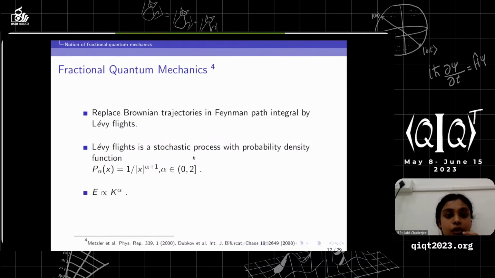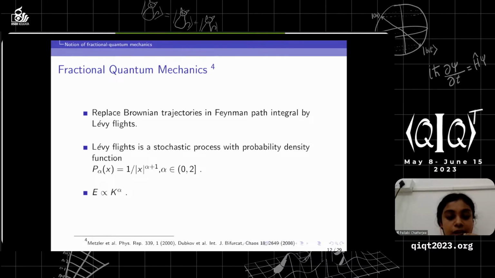Now I will talk about fractional quantum mechanics. So in normal quantum mechanics, when we are calculating the probability of a particle going from one position to another position, we use the Feynman path integral approach, and we integrate over all possible paths, where we take those paths as Brownian trajectories. But if we replace those Brownian trajectories with Levy flights, which have this kind of probability distribution, 1 by |x| to the power alpha plus 1, then if we follow the same path integral approach, the Schrodinger equation we get will be a fractional Schrodinger equation, which has this E proportional to k to the power alpha kind of dispersion relation.